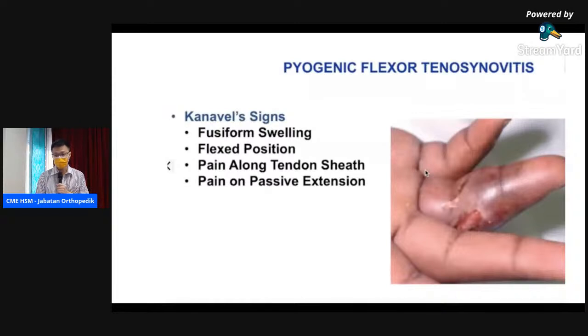Pain along the flexor tendon sheath is a very important clinical sign that we need to elicit, because sometimes we need to differentiate pyogenic and non-pyogenic. Sometimes dactylitis can happen, for example, in inflammatory arthropathies. In dactylitis, the finger is swollen, fusiform, flexed, but it is not tender actually. So those are not infected. So the pain along the tendon sheath is a very important sign. We must be very careful. Pain on passive extension as well. Passively extend the fingers, and it will elicit some very excruciating pain for the patient.